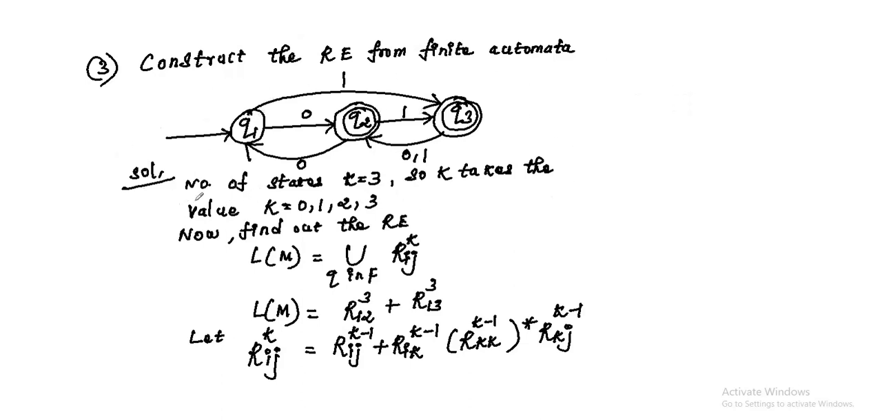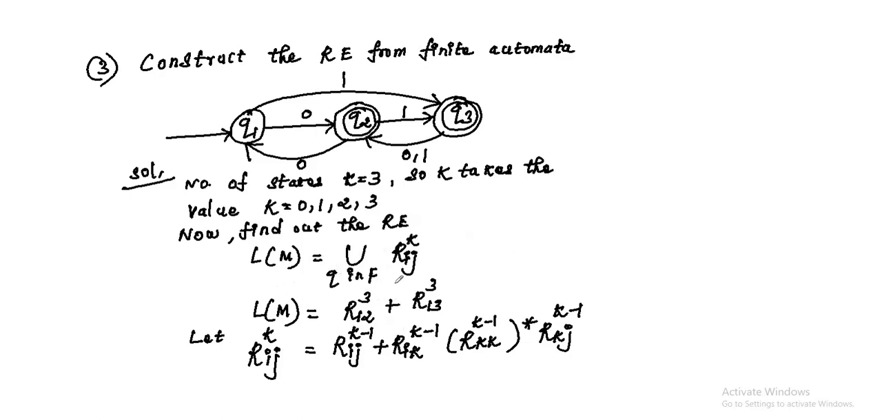So here the number of states k equal to 3, because we have 3 states q1, q2, q3. So k value would be 3. K takes the value from 0, 1 to 3. Now we need to find out the regular expression using these two equations.